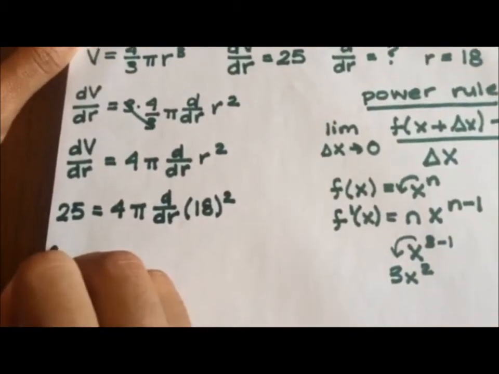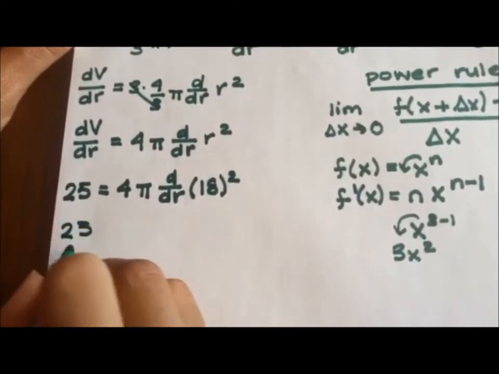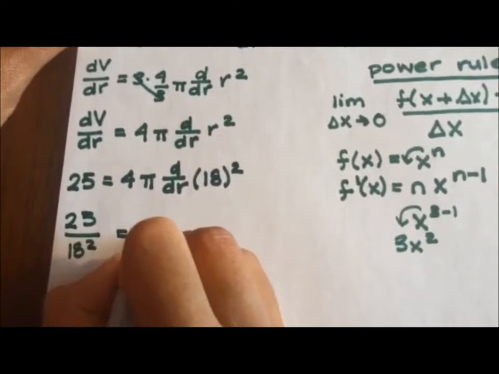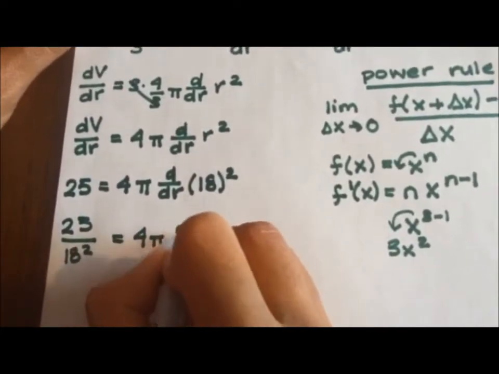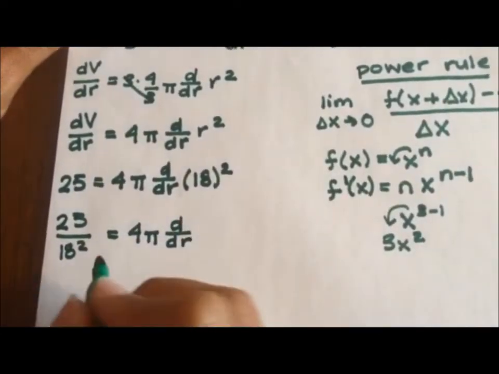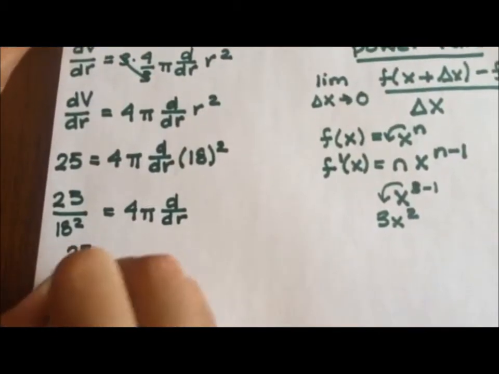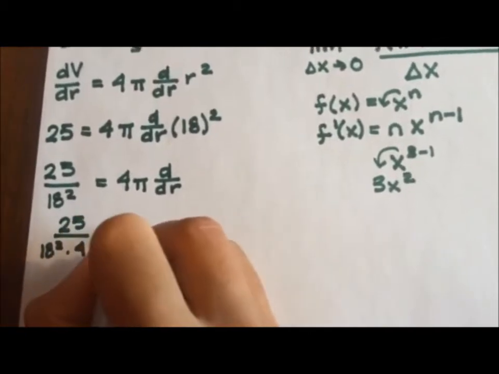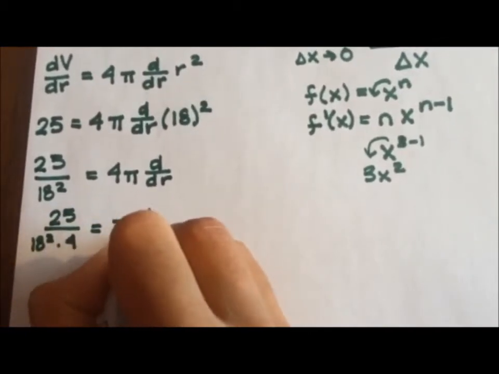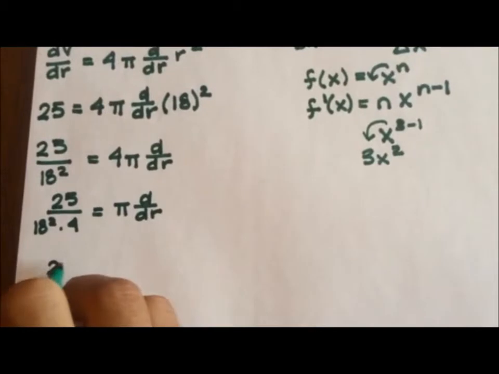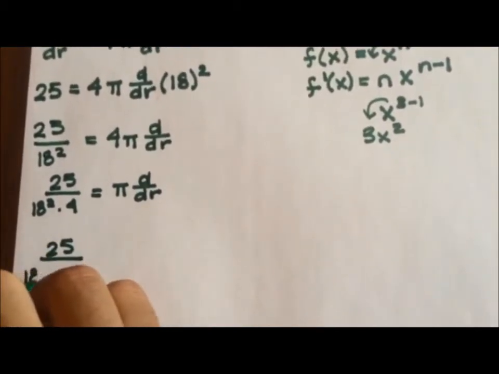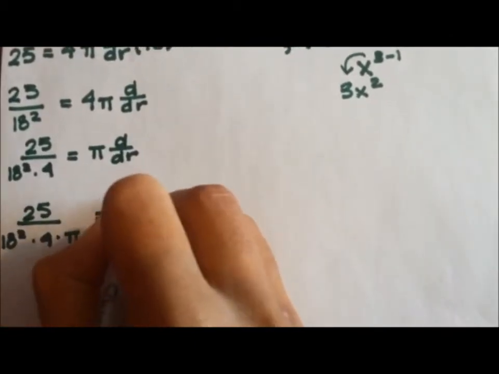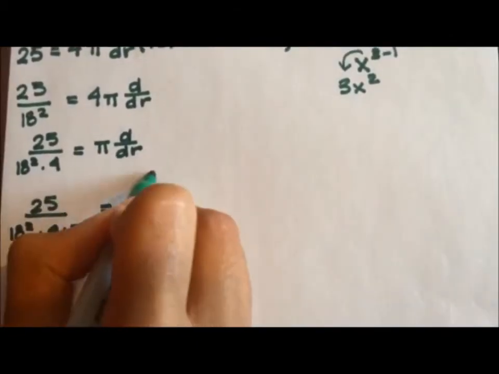So we're going to have 25 is equal to 4 pi 18 squared dr/dt. Let's divide by 4 pi. Then we're going to have 25 divided by 18 squared times 4 times pi is equal to dr/dt. So this is going to be your answer.